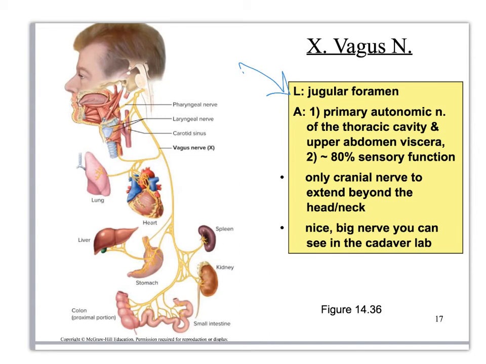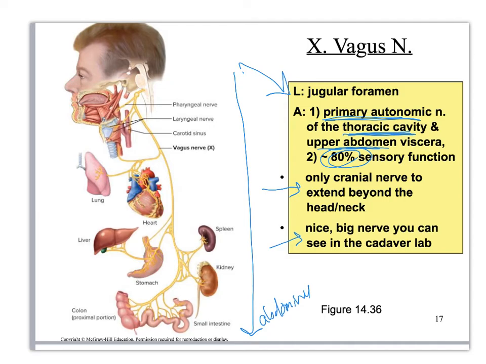Now, this cranial nerve is the only one that extends all the way down into the abdominal cavity, okay? It is primarily autonomic, and it's doing autonomic for the organs in the thoracic cavity and the abdominal viscera, okay? Now, it's not just doing motor, it also has a lot of sensory components to it, okay? So again, it's the only one that extends past the head and neck, and it's really big and easy to see in a cadaver, so you should definitely look at it in the APR.